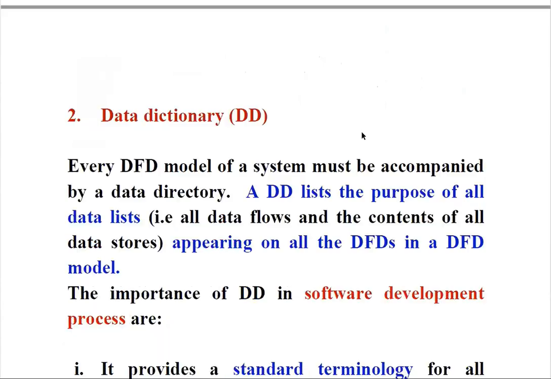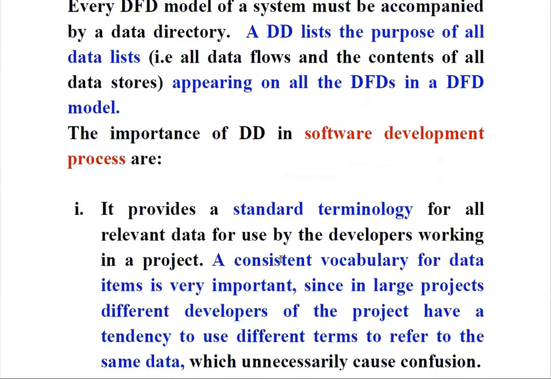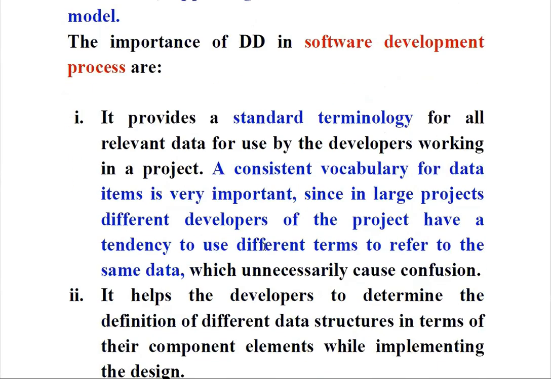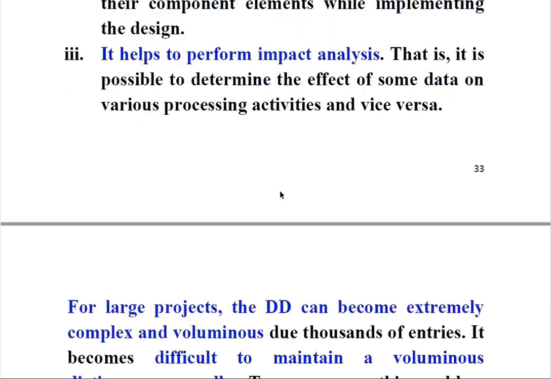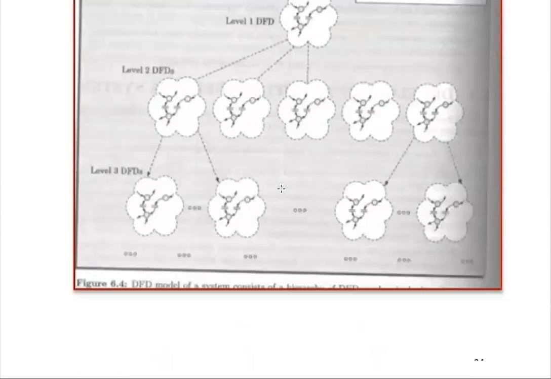Now, something called the data dictionary is there. If you are using the data flow diagram, a data dictionary is supposed to be there. Every data flow diagram model of a system must be accompanied with a data dictionary. The data dictionary is relevant to our project. If we are adopting this design methodology, then we have to make a data dictionary for our project. Here the importance of the data dictionary is explained. You can read it, it is self-understandable.